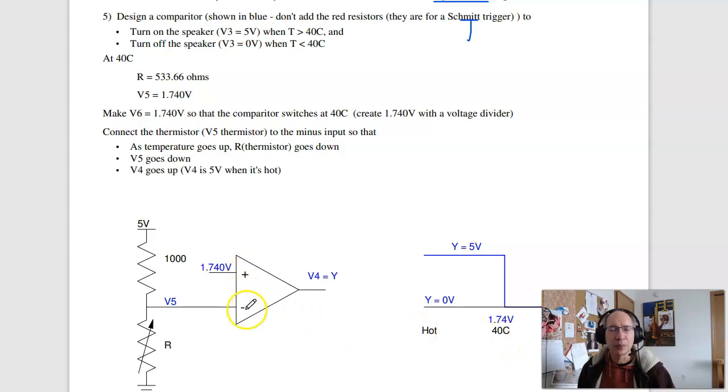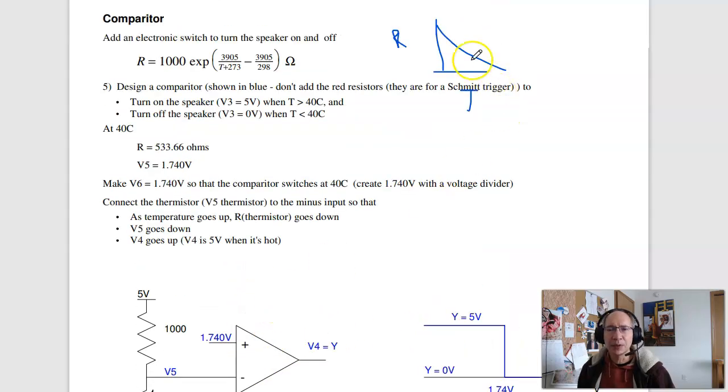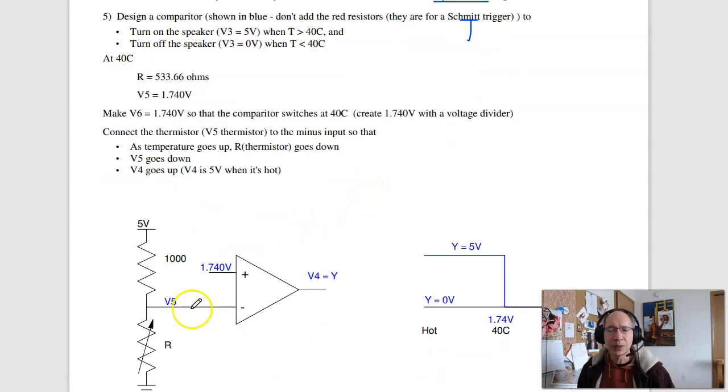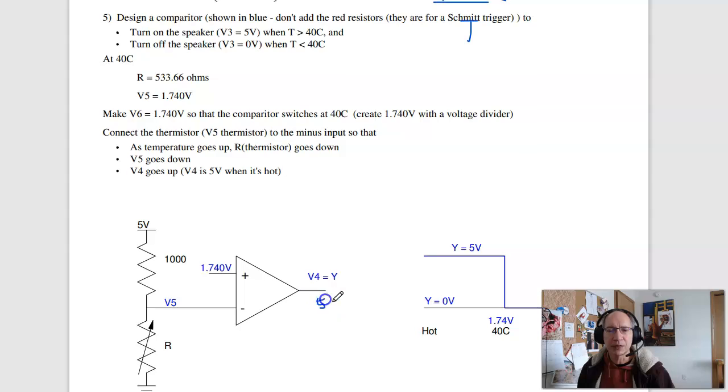In terms of plus or minus, as the temperature goes up, the resistance goes to 0. So when it's really, really hot, V5 is 0. Really, really hot, this is 5 volts. So 0 volts in gives you 5 volts out. That's why I connect to the minus input.